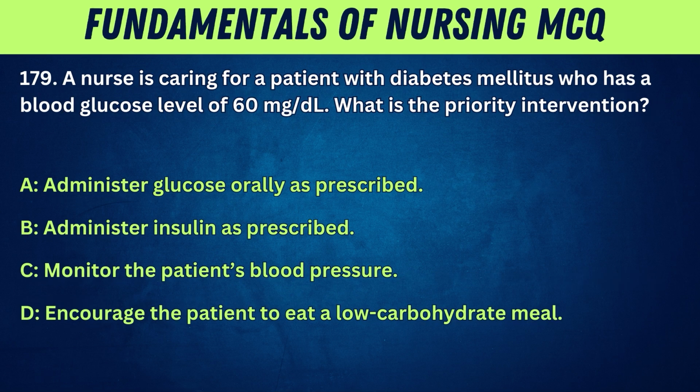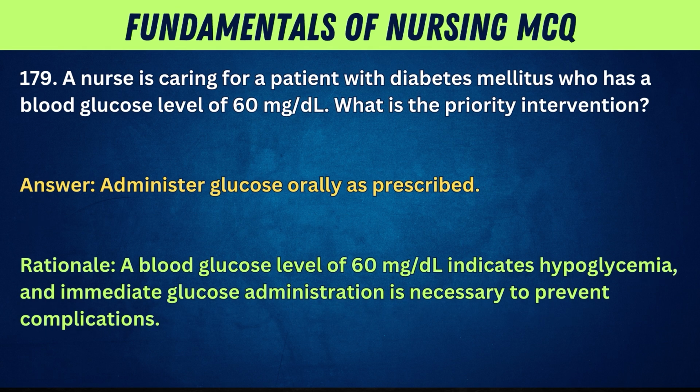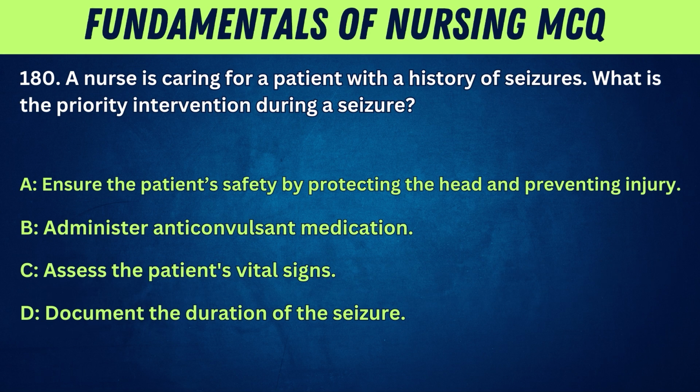179. A nurse is caring for a patient with diabetes mellitus who has a blood glucose level of 60 milligrams per deciliter. What is the priority intervention? A. Administer glucose orally as prescribed. B. Administer insulin as prescribed. C. Monitor the patient's blood pressure. D. Encourage the patient to eat a low-carbohydrate meal. Answer. Administer glucose orally as prescribed. Rationale. A blood glucose level of 60 milligrams per deciliter indicates hypoglycemia, and immediate glucose administration is necessary to prevent complications.